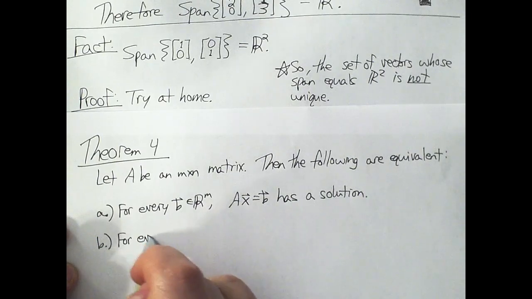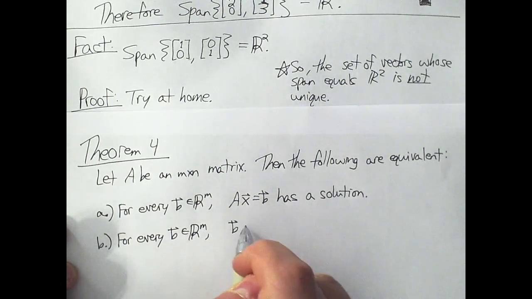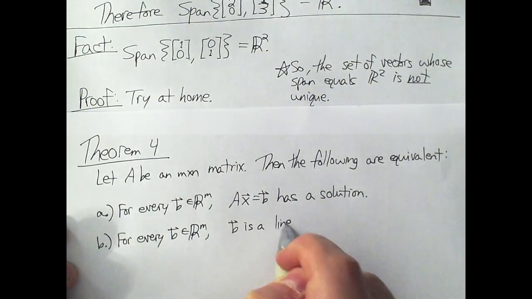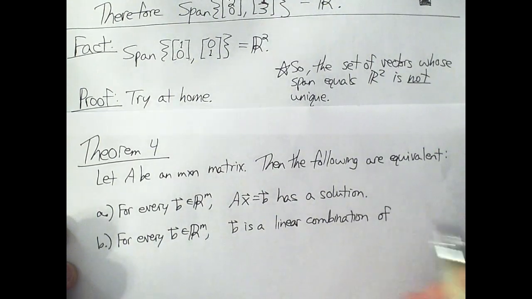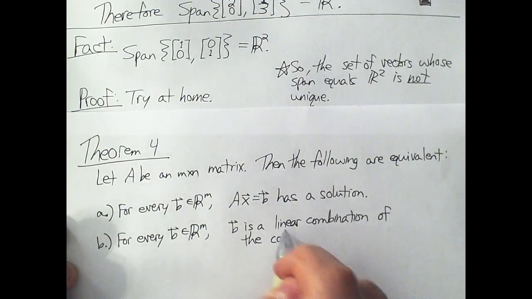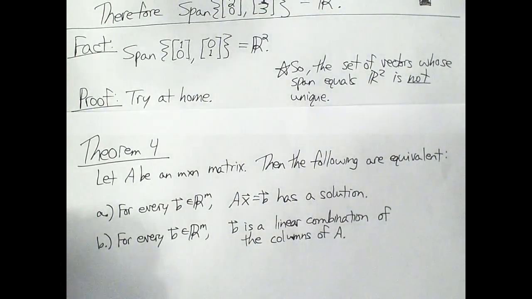Second statement. For every B in Rm, B is a linear combination of the columns of A. Okay, so that is sort of bringing in something that we said earlier. I think I said that earlier as a fact. I think I even said that that looked like it could have been a corollary to Theorem 3. I wrote it as a fact after Theorem 3. We're incorporating it into this thing called Theorem 4.